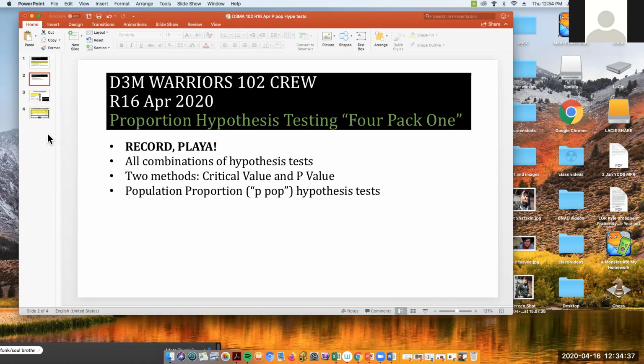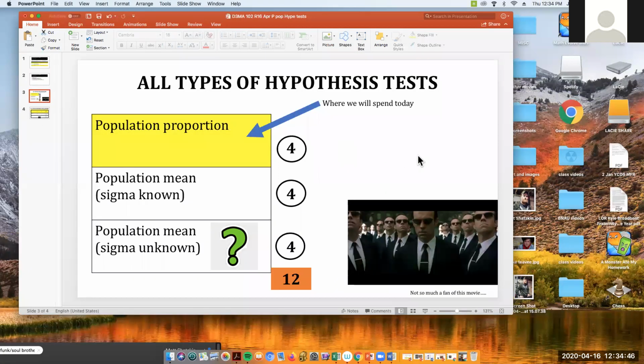there's really a short list of problems that I could give you, okay? And this is what I'm talking about. So when we talk about the different types of hypothesis tests, at least that we're going to do in this course, there's really 3 big chunks. There's population proportion hypothesis tests. That's what we're going to do today. That's why that's highlighted. There's population mean hypothesis tests where we know sigma, the standard deviation. That's what we're going to do next Tuesday. And then the population mean where sigma is unknown. And that's what we're going to do next Thursday.